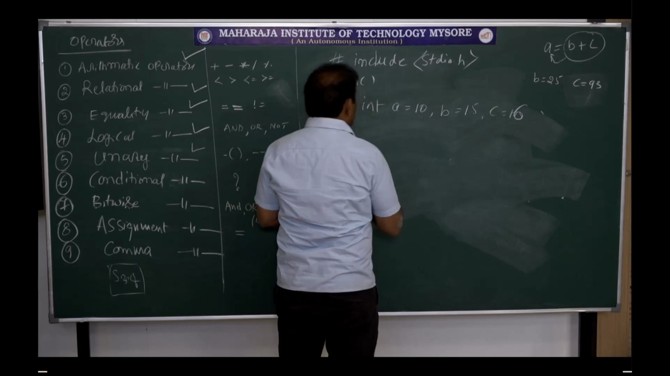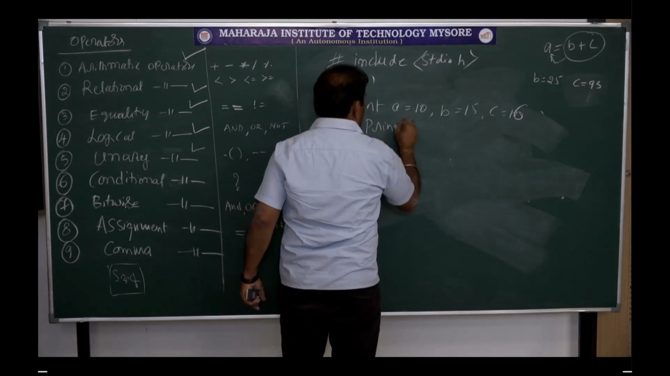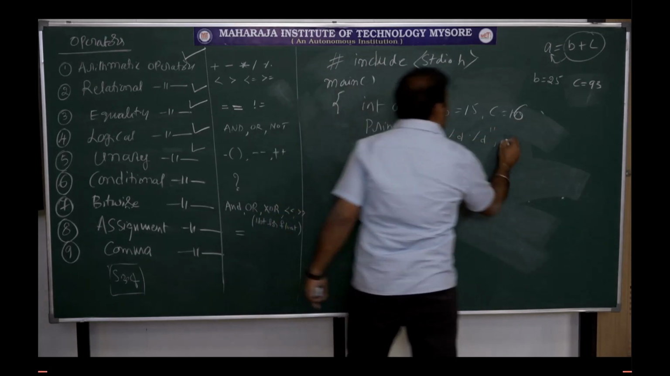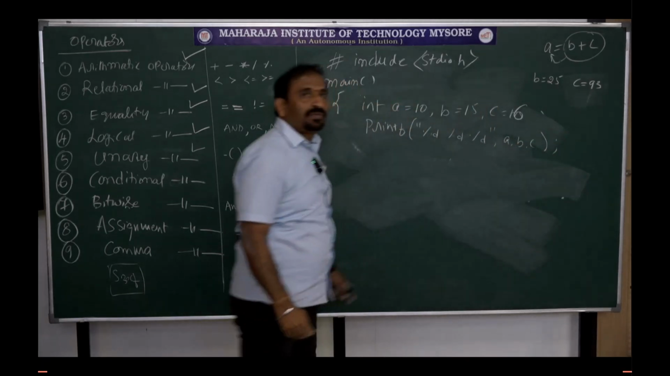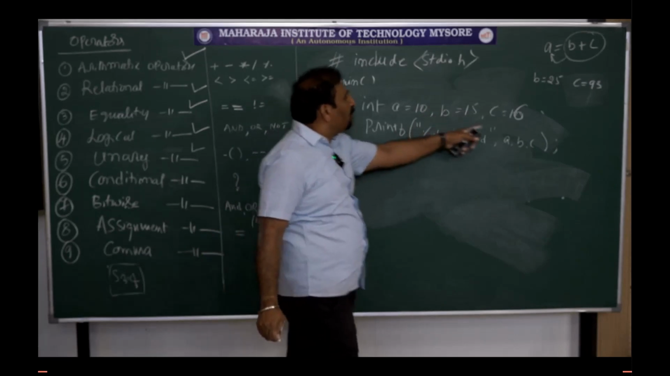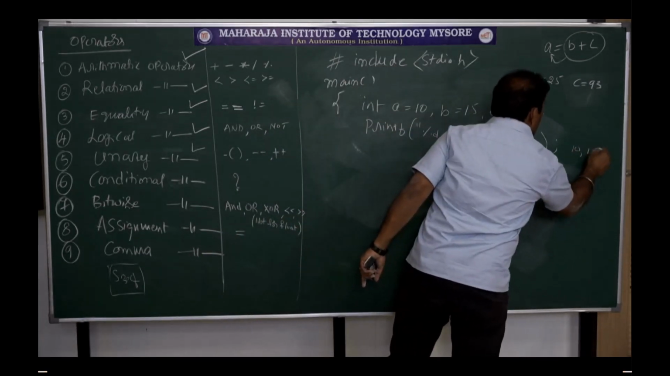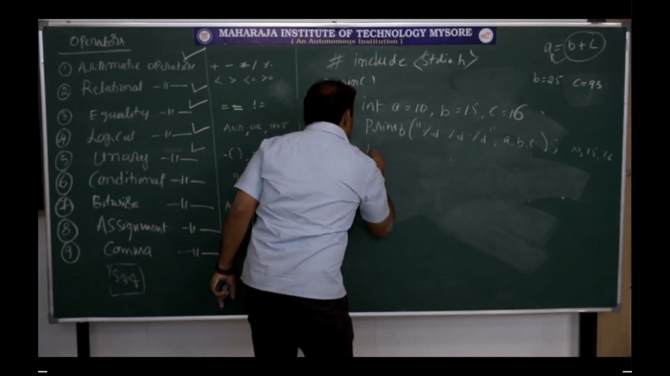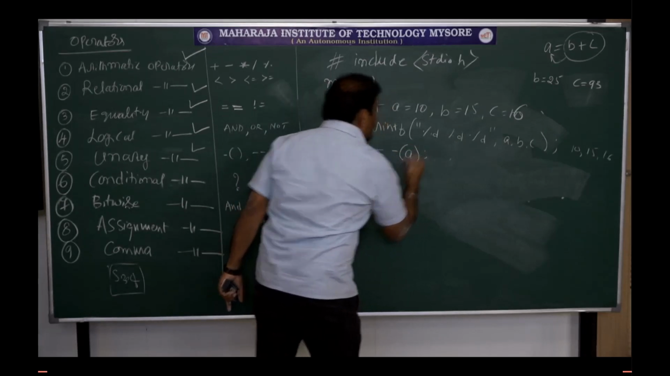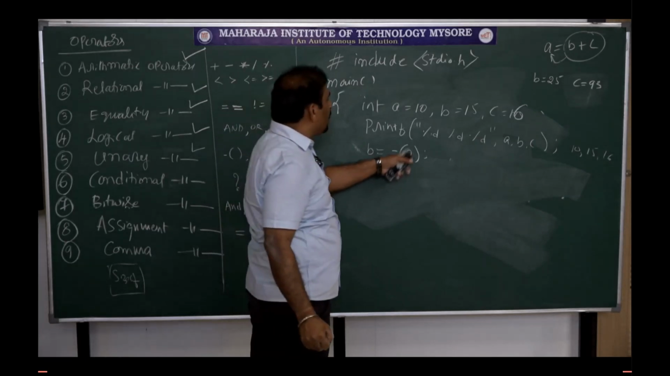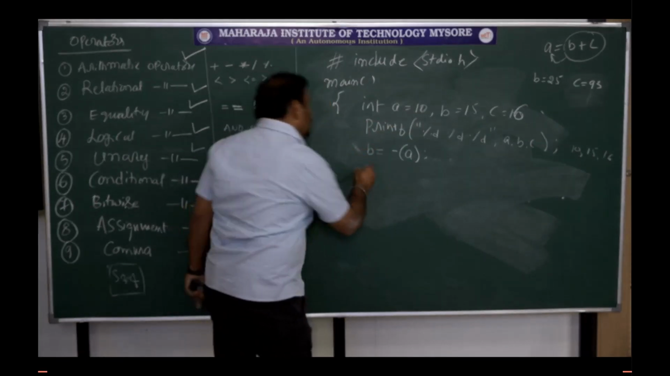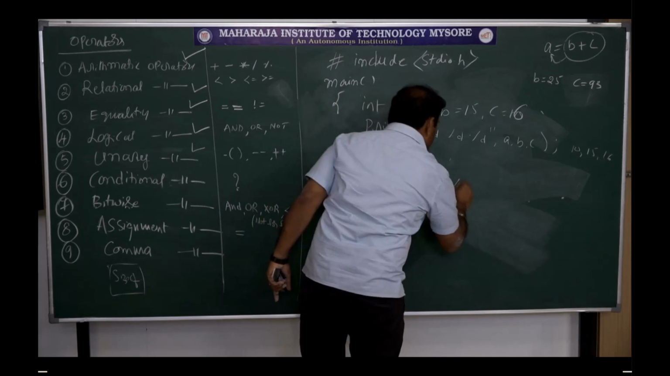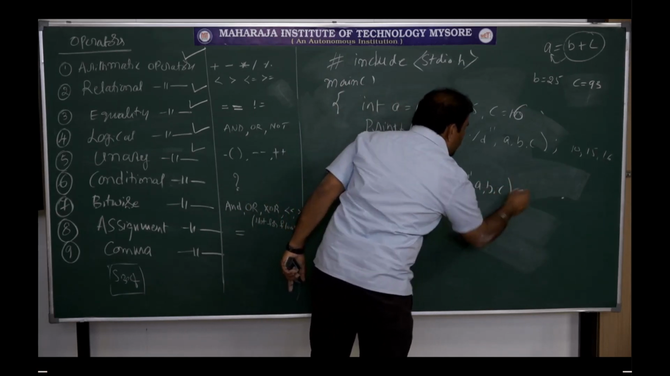From now onwards, you can see I will use one printf statement here. printf percentage d, a comma b comma c. When you print like this, 10, 15, 16 will be printed. Now I will do it like this: b is equal to minus a. What is there in a? 10. Minus of that. After this statement, I will do printf percentage d, a comma b comma c.